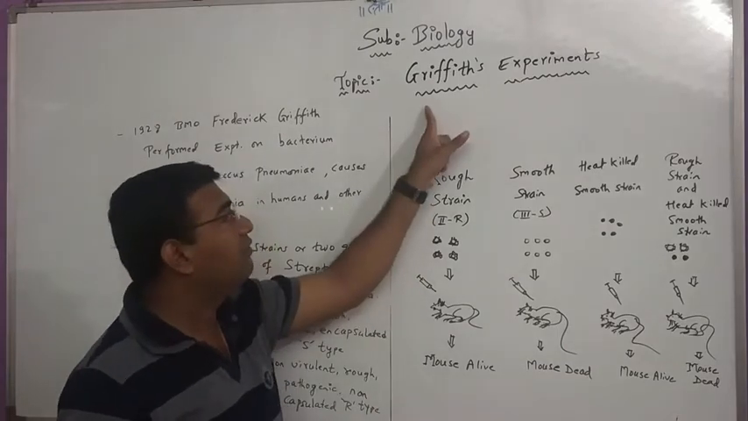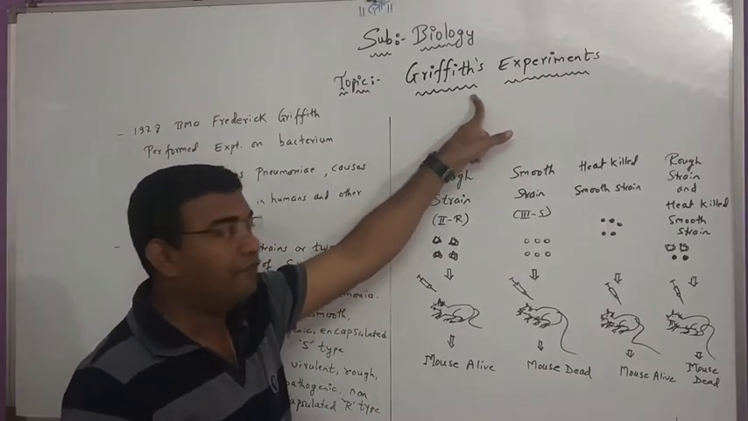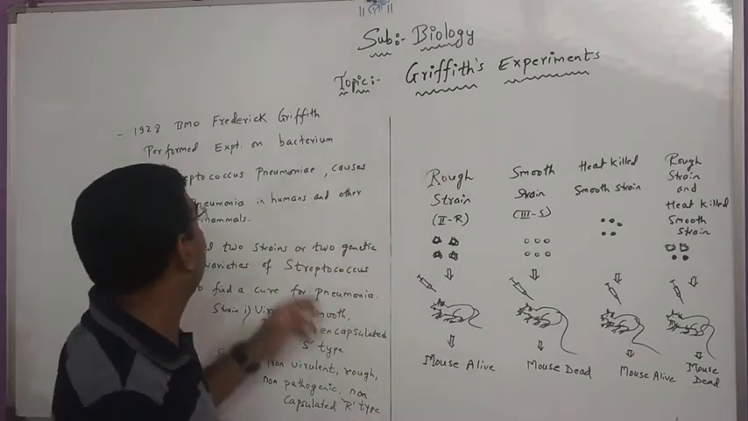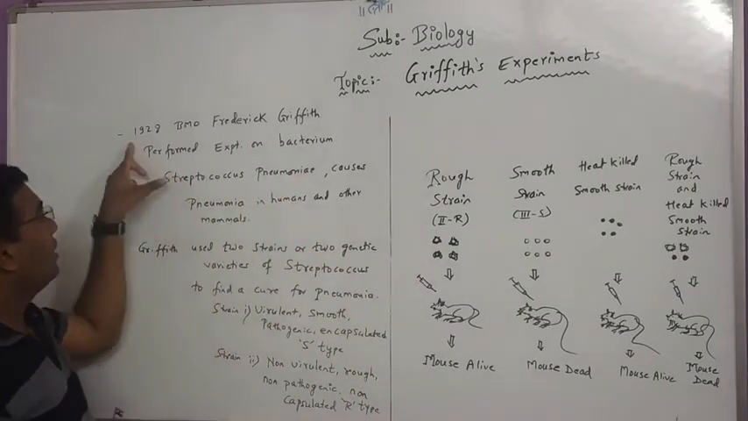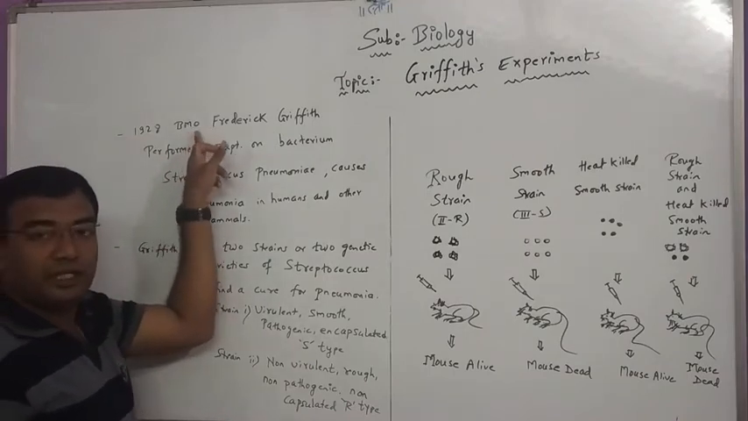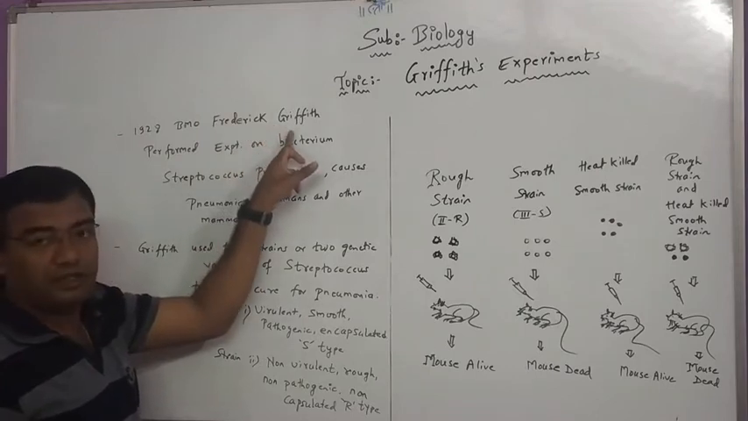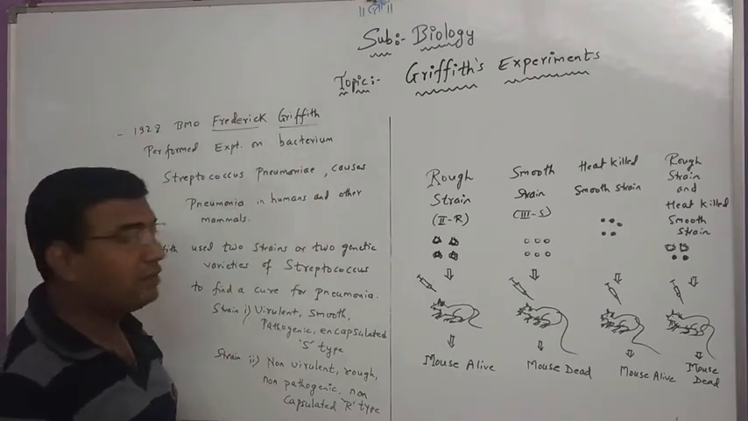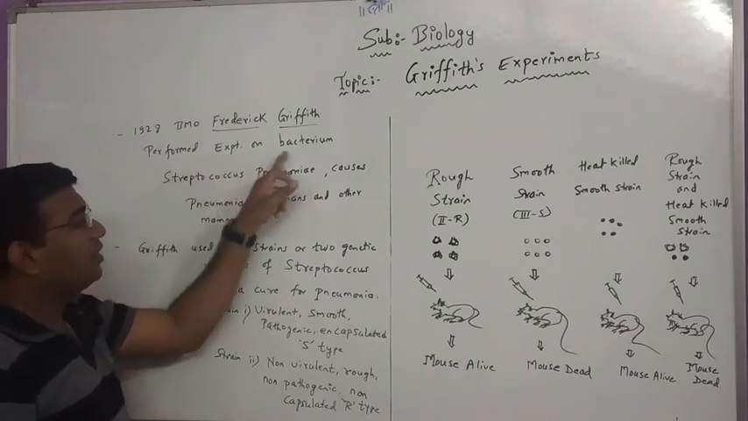As the name itself includes the name of the scientist, Griffith, you have to remember the spelling also. In the year 1928, Frederick Griffith, a British medical officer, performed an experiment. His name you have to remember. His full name is Frederick Griffith. He performed an experiment on a bacterium.